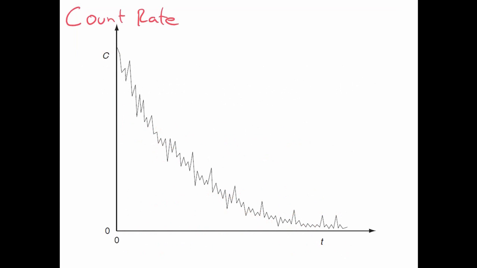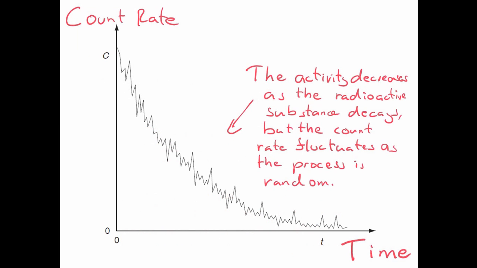Let's have a look at a graph here where we've got the count rate and time of a radioactive substance, and the activity decreases as the radioactive substance decays, but you can see the count rate fluctuates as the process is random.